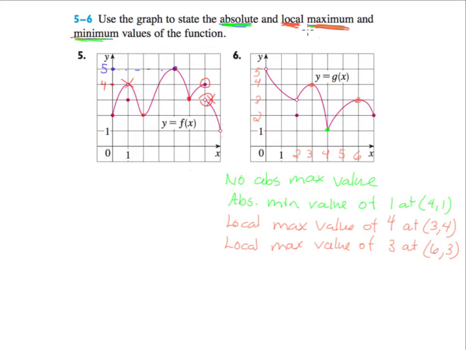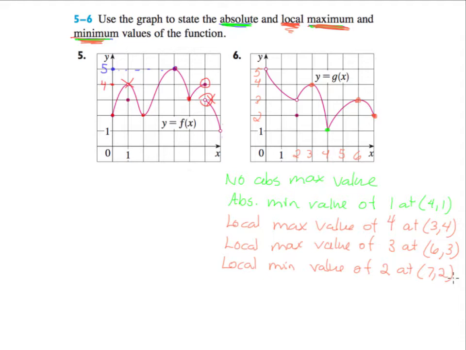Our last thing we want to look for is local minimum values. So our first obvious local minimum value appears to be at this point here. So we have a local minimum value of 2 at the point (7, 2).